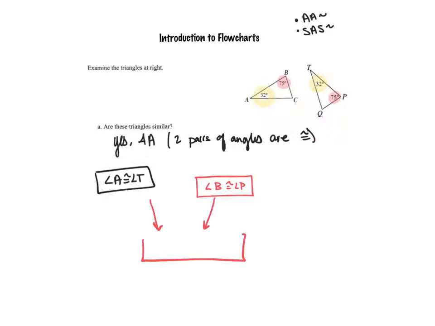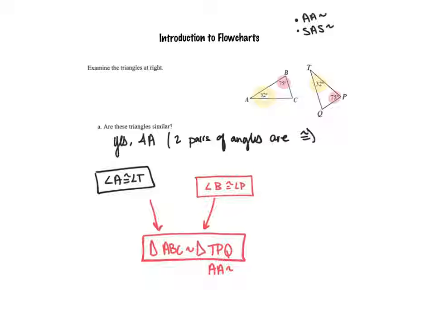So then I can write a triangle similarity statement, where I'd say triangle ABC is similar to triangle. Now I have to think about this and get this right. I did A, B, C. So I did the 32, the 75, and then the other angle. So I have to go T, P, Q. I have to go in that same order. And then the last thing I need is a reason for my flowchart.